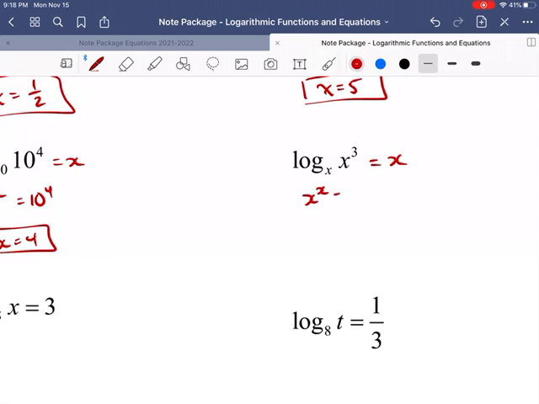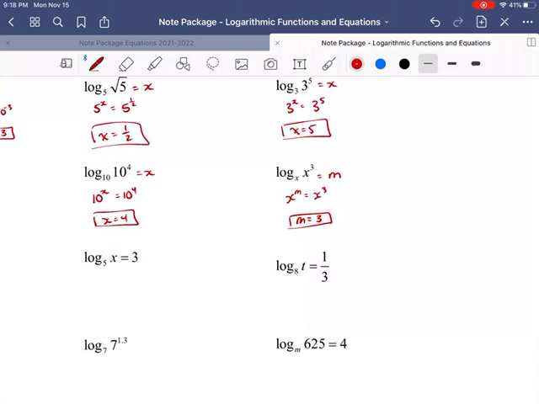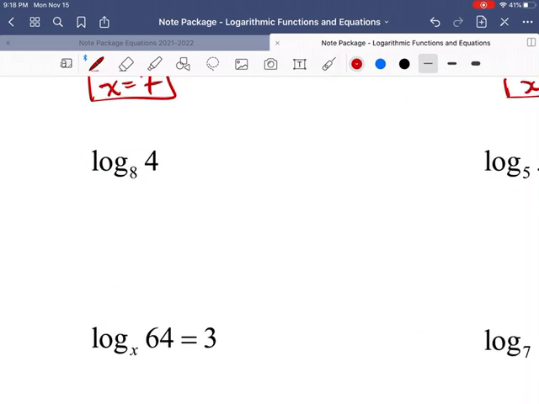x to the x is equal to x cubed. Therefore, actually, we shouldn't use, that's bad math. All right, we've already given x a position. So let's call this some other variable, like m. x to the m equals x cubed, therefore m equals 3. That way we're not applying the same variable in multiple places.